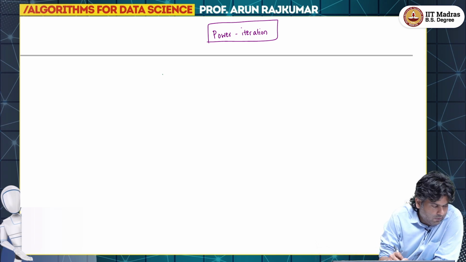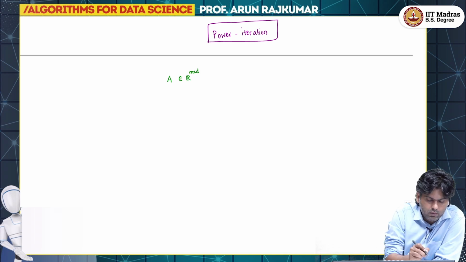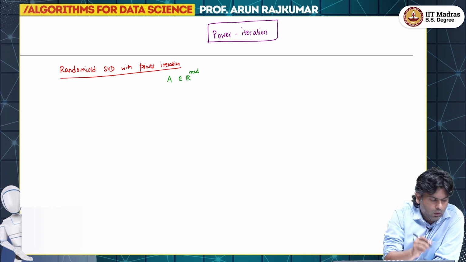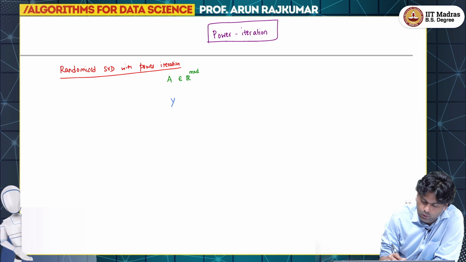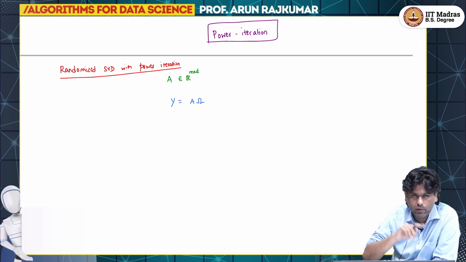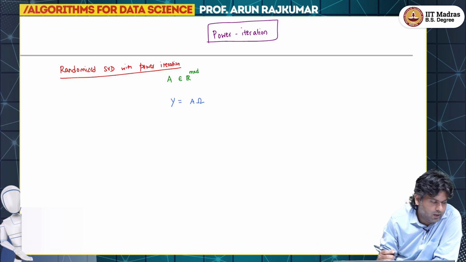So we have A, which is in R m cross D. Let me give a name to this: randomized SVD with power iteration. What we do is compute Y equals A times omega. We are not doing A transpose power Q A explicitly; we will do that implicitly using a trick.